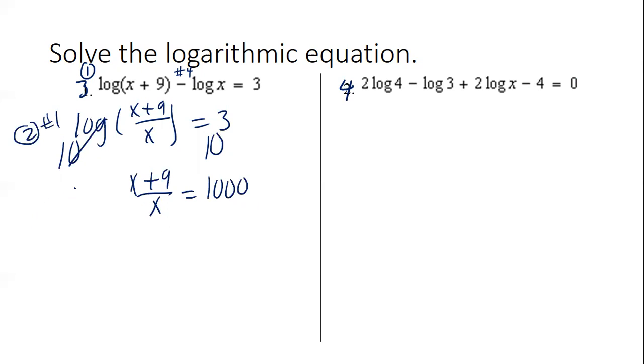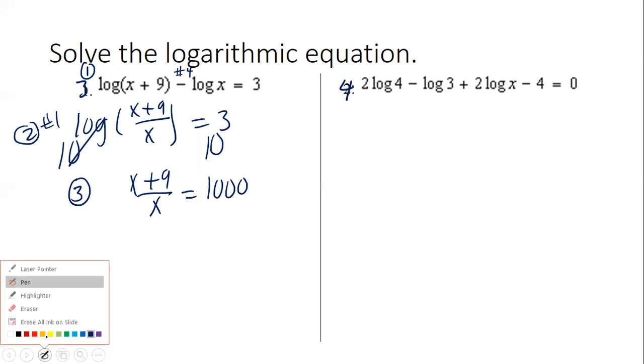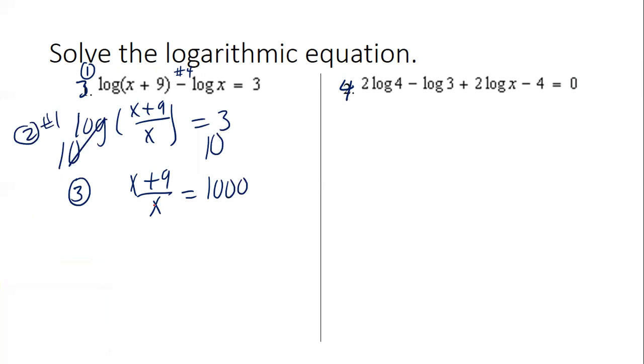Okay, so step 3 is to solve for x. So going back to our algebra skills, what do we need to do to start solving for x? Thank you for stating the obvious. Yes, we need to move some stuff around. What do we need to move first? The x in the denominator. Before you do anything, you've got to move the x in the denominator. So we have to multiply. And what I do to one side, I do to the other. So this cancels out, and we're left with x plus 9 equals 1,000x.